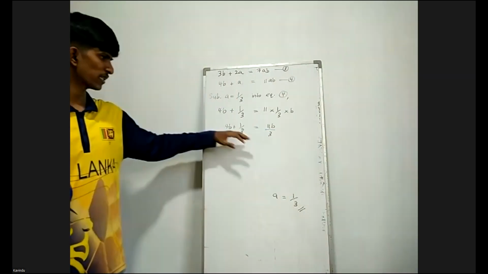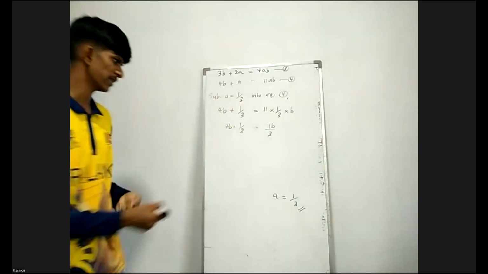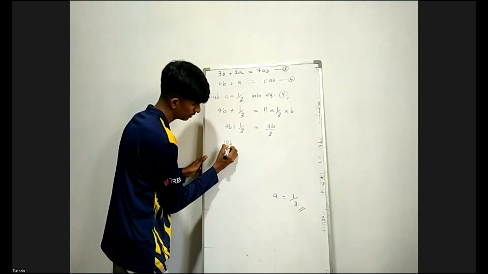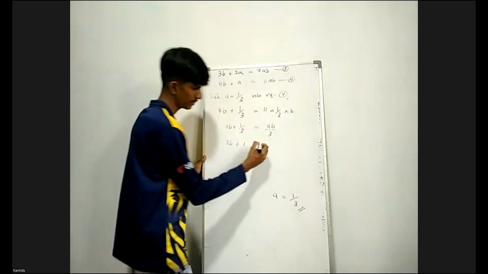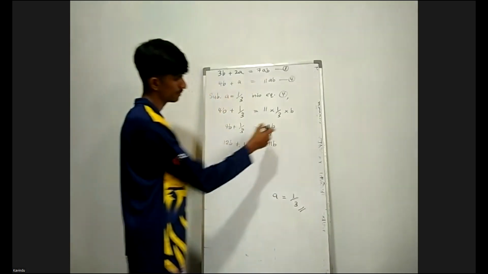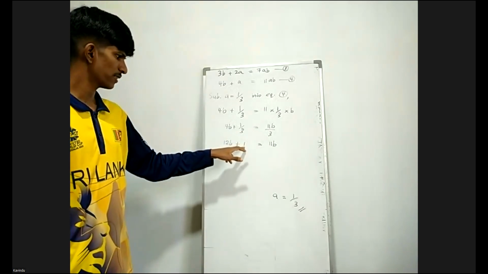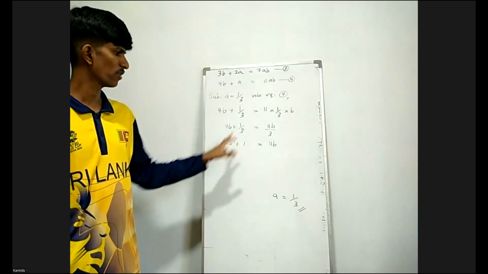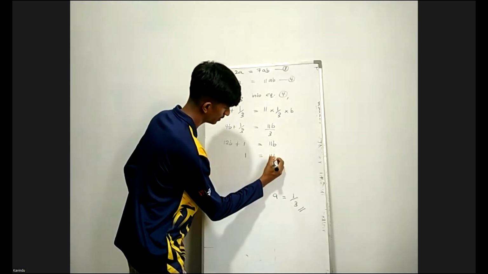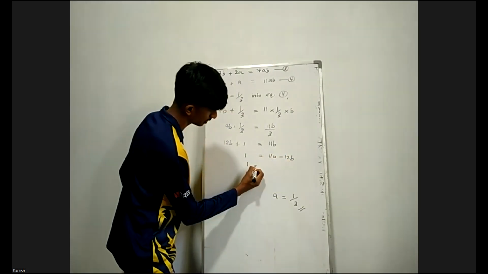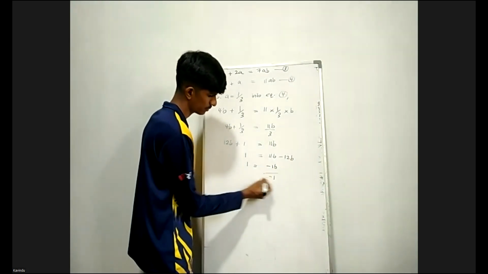We have to remove this 3, so we multiply every term by 3. Then 4B multiplied by 3 is 12B, plus 1 upon 3 multiplied by 3 is 1, equals 11B upon 3 multiplied by 3 is 11B. We keep 1 on this side and 12B on the other side. 11B minus 12B is equal to minus 1, so minus B. Let us divide all of this by minus.